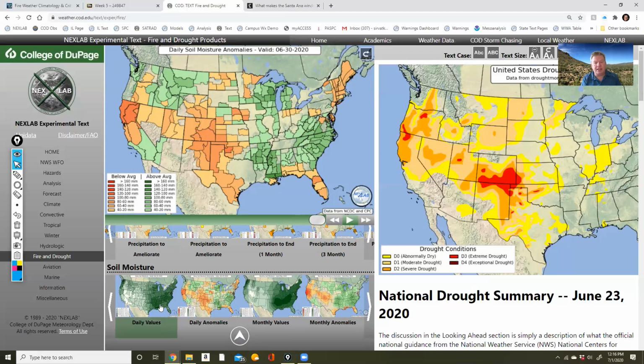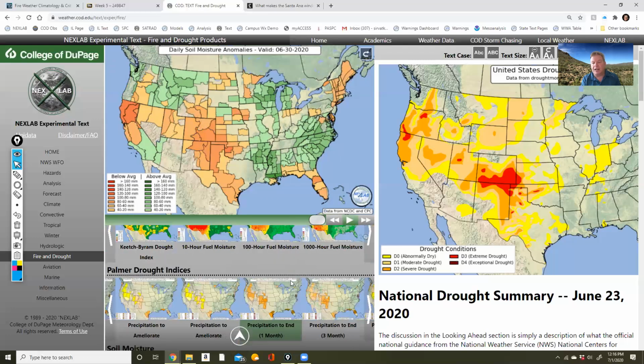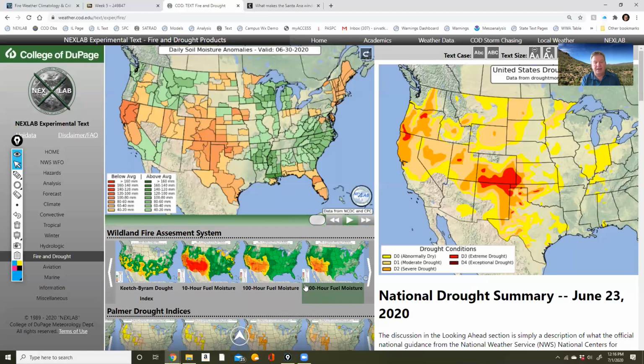So you can't just look at the actual value. You want to look at how that compares to the mean. We also have monthly values and monthly anomalies, and that's what we've got there. So soil moisture is a kind of a cool thing. Now the last of the indices is this thing called the Keetch-Byram Drought Index.